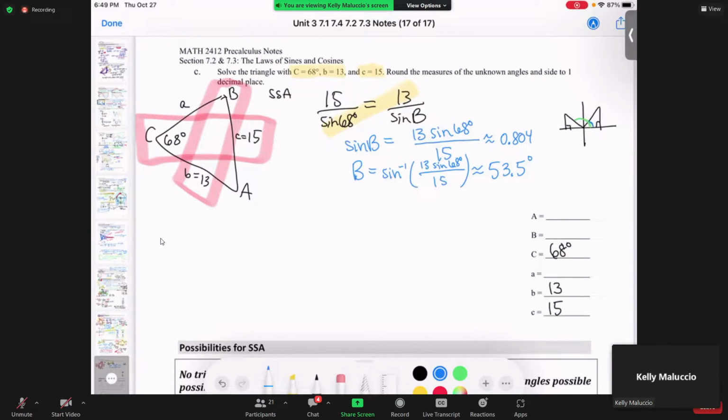But with a problem like this, all I have to do to figure out if there is another angle is say B could also be 180 minus 53.5 degrees, because it could also be 180 minus this value. And that ends up being 126.5.